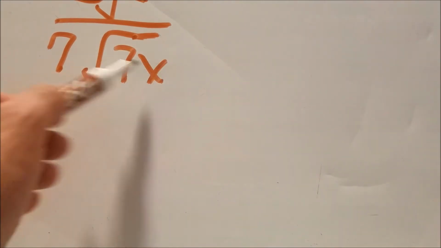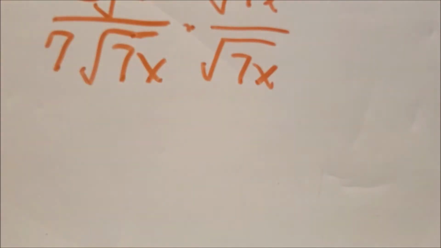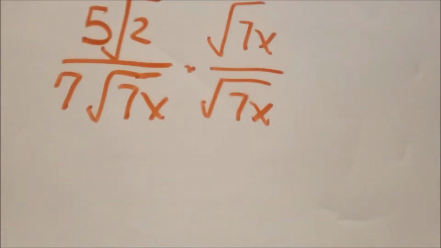Let's look at a variable. How would we rationalize a variable inside a radical? Like, let's say we had 5 square root of 2, and then we had 7 square root of 7x. Well, this is irrational, even with a variable, so we're going to just times 7x the same way. Nothing different. Just that x is going along for the ride. Let's lift this up so you see it.